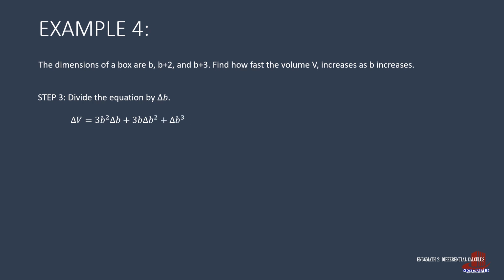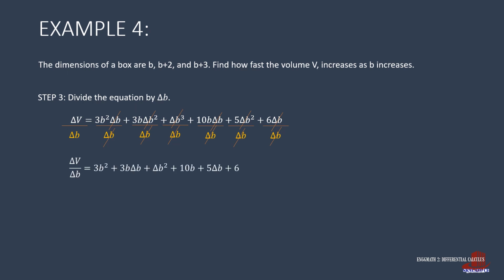The next move is to divide everything by delta b, and the resulting equation turns out as delta v all over delta b is equal to 3b squared plus 3b delta b plus the square of delta b plus 10b plus 5 delta b plus 6.